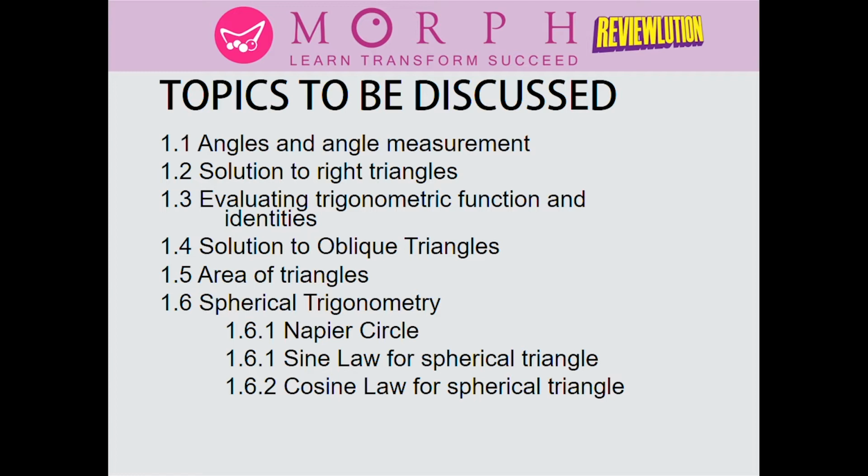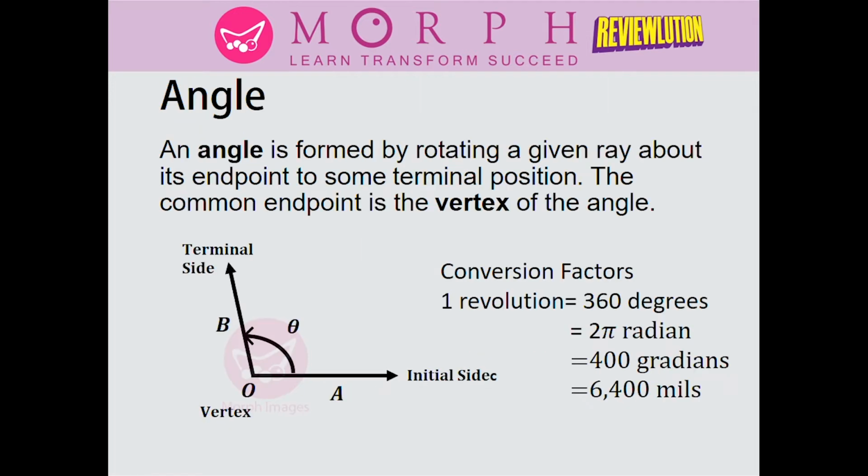Okay. So una, we will be having angles, no? Sabi dito, the angle is formed by rotating a given ray about an endpoint to some terminal position. No? The common endpoint is called the vertex of the angle. So as you can see, dito meron tayong dalawang ray, tapos there is an angle, no?